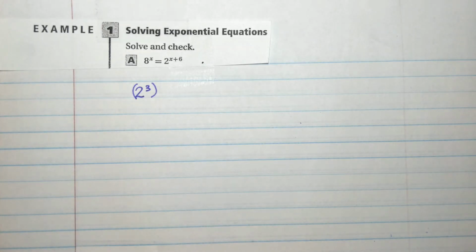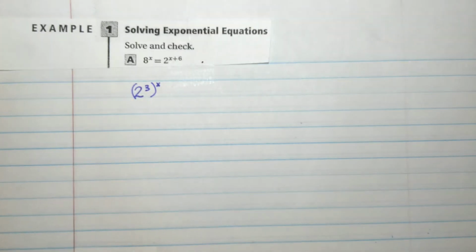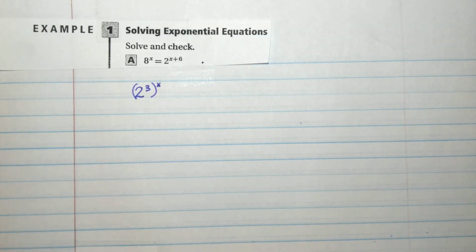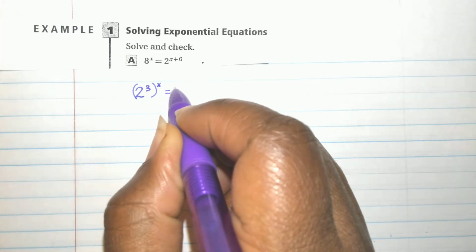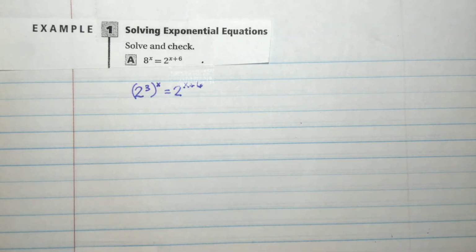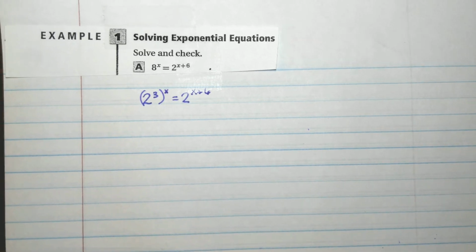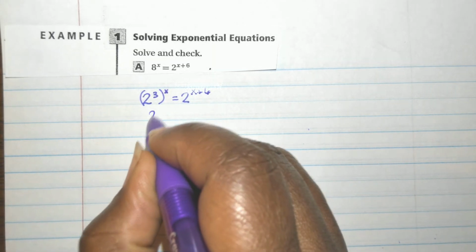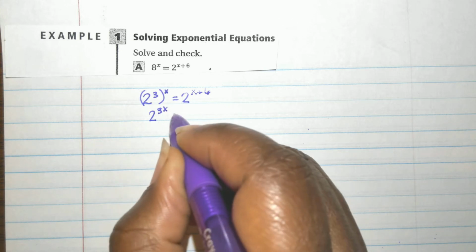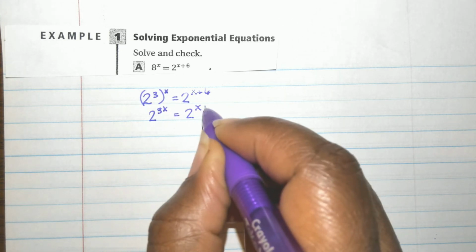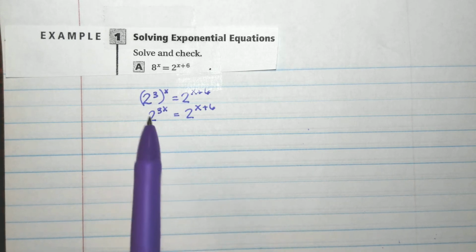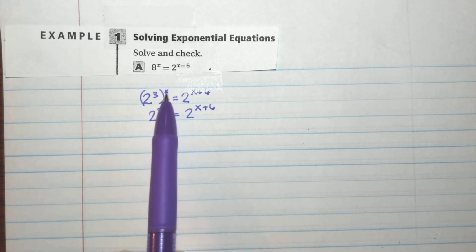If you were to type that into a calculator, that would be a value of 8. But our original equation has 8 raised to the x power, so I have to include this x at the end. Okay, so we're going to bring down the rest of the equation. That equals 2 raised to the x plus 6 power. And now what we can do is get rid of our parentheses using our exponent properties. That's going to be 2 to the 3x power is equal to 2 to the x plus 6 power. Don't forget, when you have a power raised to a power, you have to multiply these together.